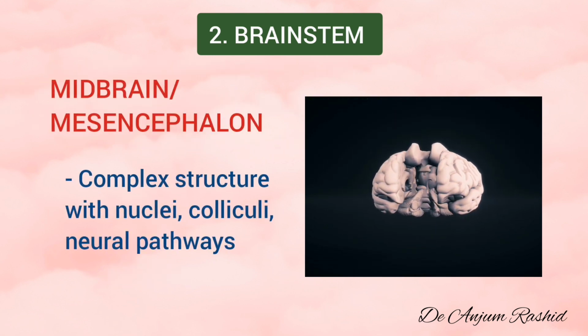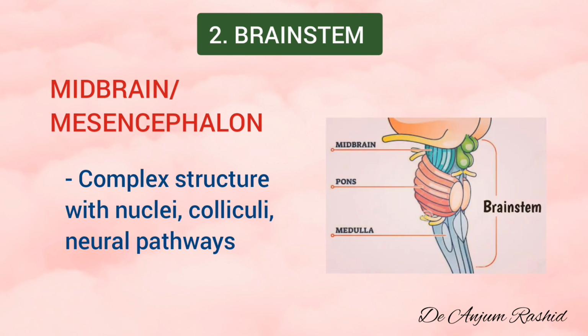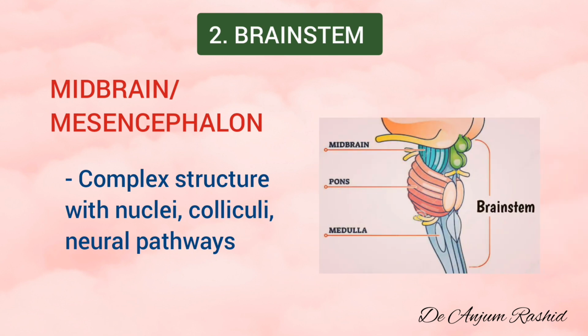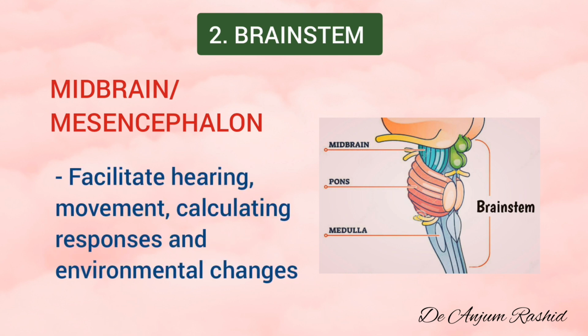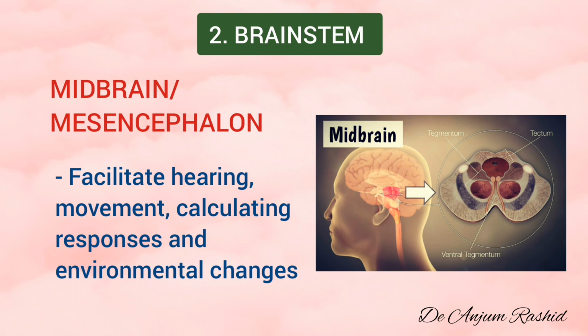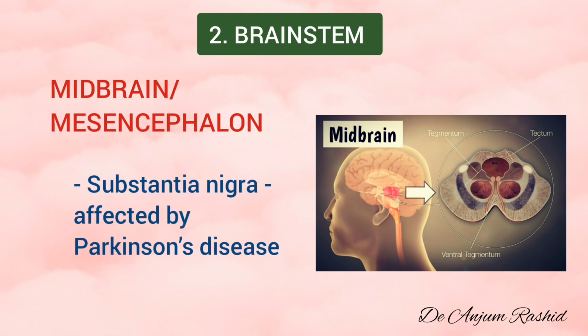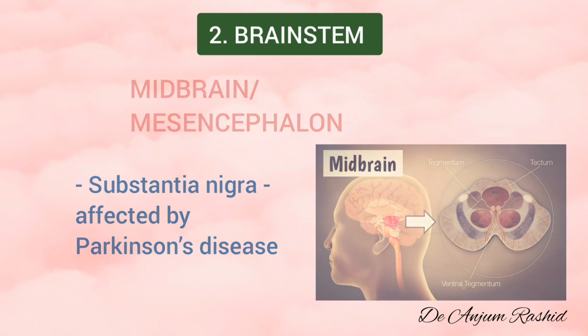Midbrain or mesencephalon. It is a very complex structure with a range of different neuron clusters, neural pathways, and other structures. Now, these features facilitate various functions from hearing and movement to calculating responses and environmental changes. The midbrain also contains substantia nigra, which is rich in dopamine neurons, and this area is affected by Parkinson's disease.